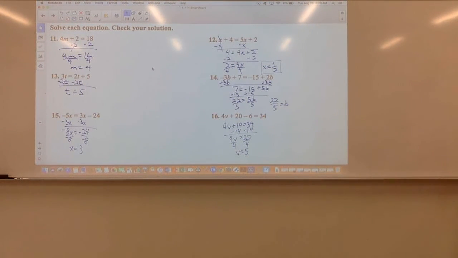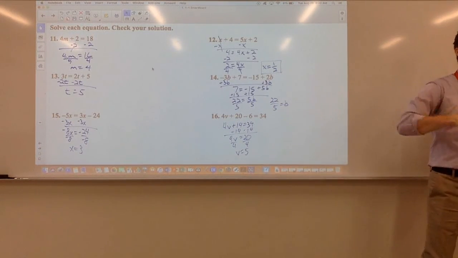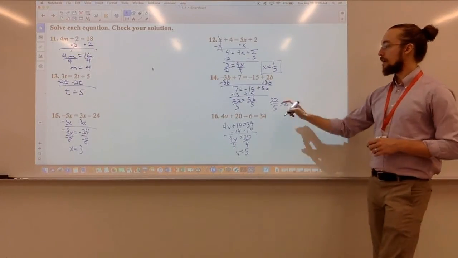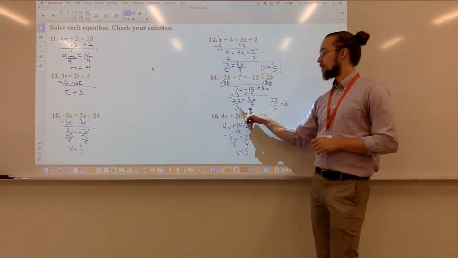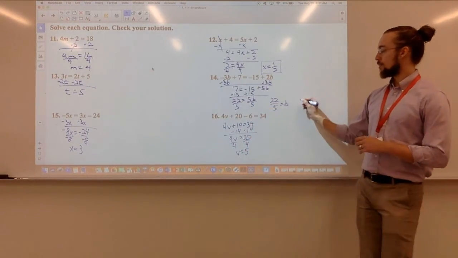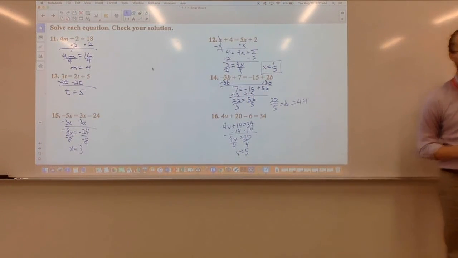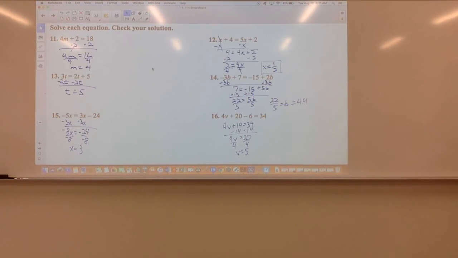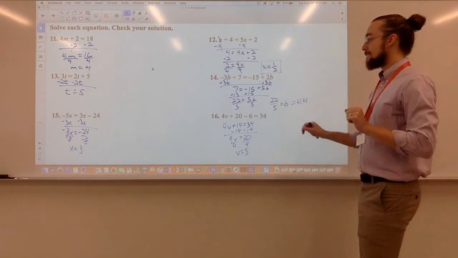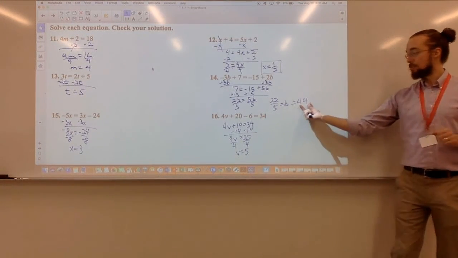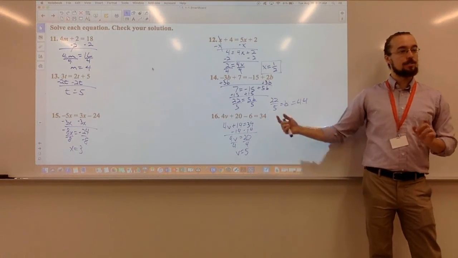Do you only accept fractions or do you accept decimals? Decimals are okay. So if you had this as 4.4, that's fine. If you just put 22 divided by 5 into your calculator and got 4.4, that is fine as well. So on a test you would accept 4.4. In this case, yes, because this is exactly equivalent to this.